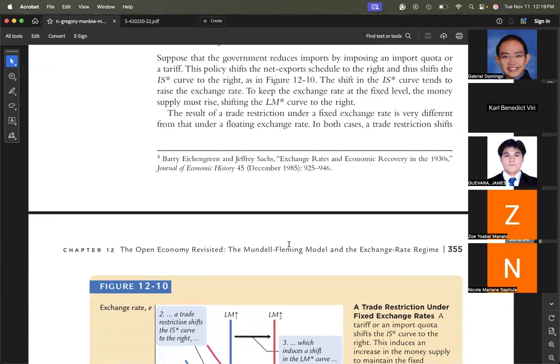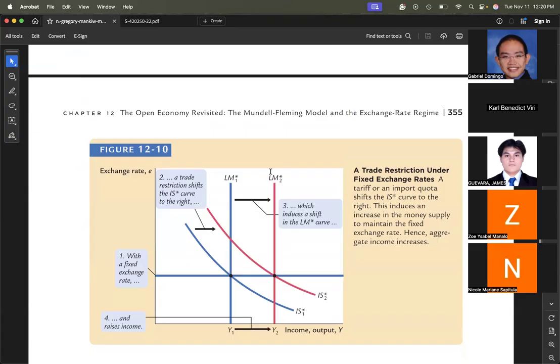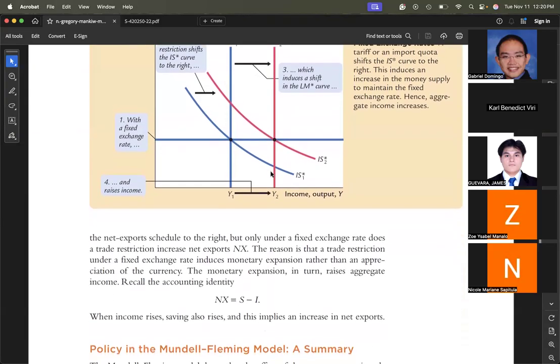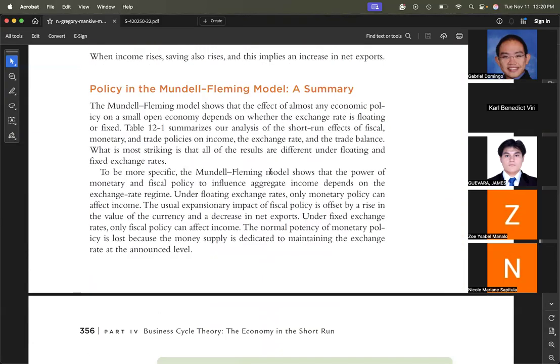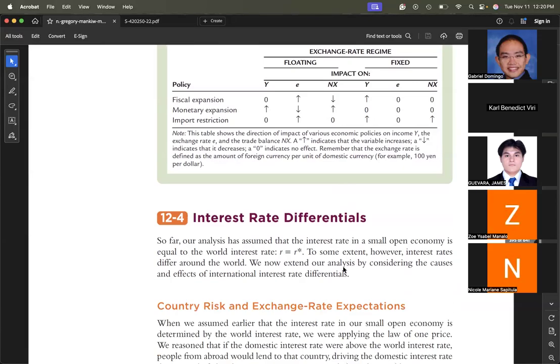So those are the important concepts for the first half. Again, I invite you, there are other things that the book discusses. I invite you to look at those and make sure you are able to follow, right? And then here is an interesting table, which is Table 12-1. This summarizes every experiment that's done in the book: fiscal expansion, monetary expansion, and import restriction, whether it's a floating exchange rate regime or a fixed exchange rate regime.